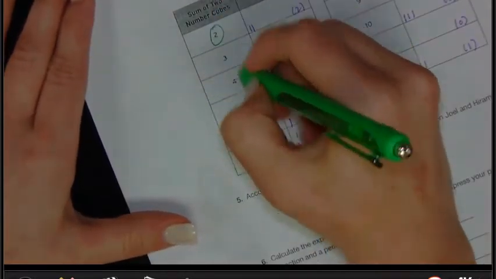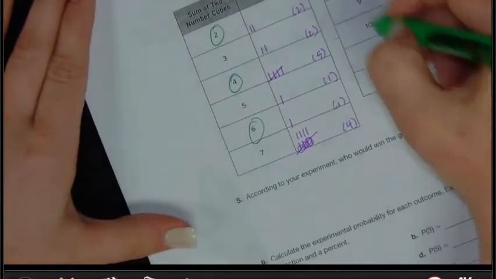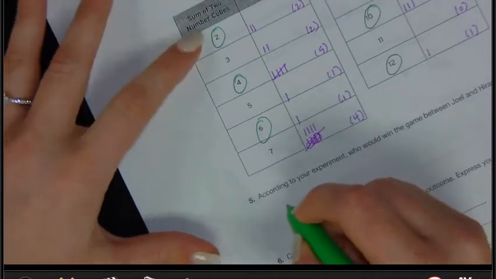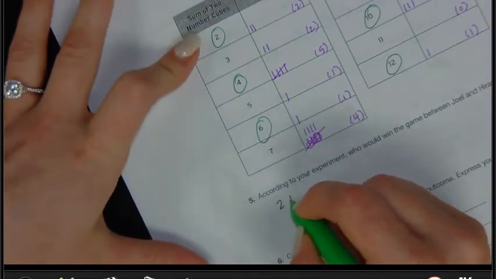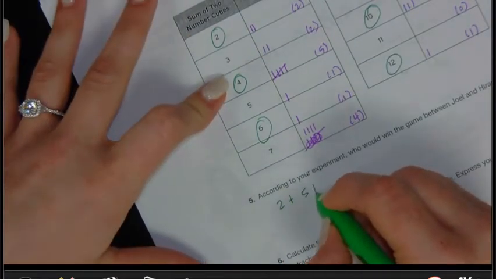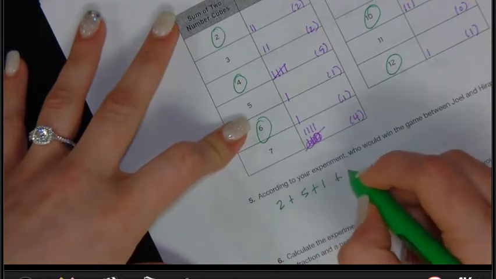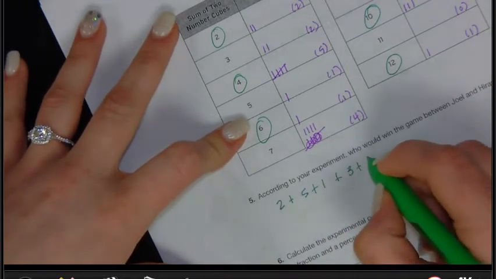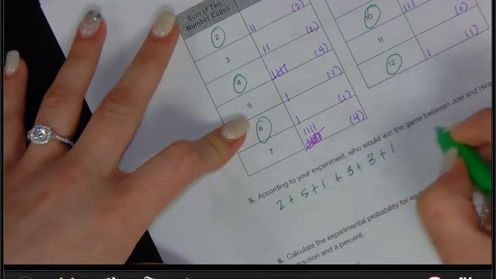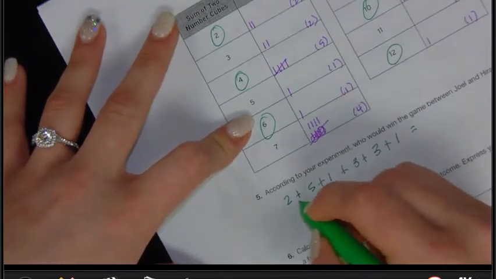According to this, who would win my game? Meaning I need to add all my numbers up together. So I'm going to take 2, 4, 6, 8, 10, and 12. The sum of 2, I got this 2 times. 4, I received it 5 times. 6, I received it once. 8, I received it 3 times. 10, I received it 3 times. And 12, I received it once. Okay. So let's see.